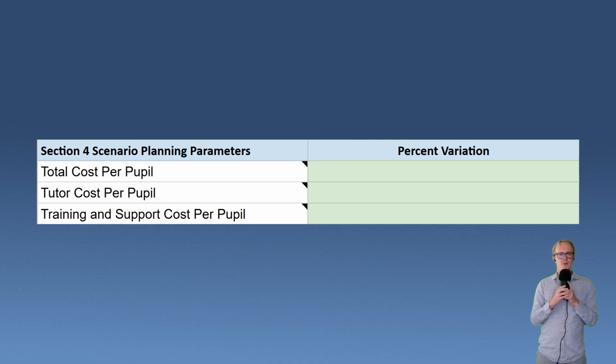For example, what if we are wrong about how much the tutors will cost? We can input 20% to see how a 20% variation in tutoring costs impacts the total cost of the program. The user may input whatever percentages they want, depending on how narrow or wide they want the range of costs to be. If scenario planning is not part of the analysis, this section may be left blank.